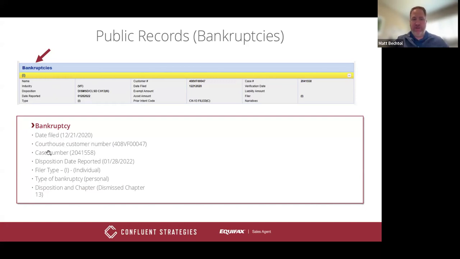The information that we typically get on a bankruptcy is going to be the date filed, the courthouse customer number, and this is a unique, there's a way within the system to identify which particular courthouse this maps to, this unique 10-digit code. The case number, the disposition date reported, is it an individual or joint bankruptcy? They're most always going to be personal bankruptcies, and then of course the disposition and chapter. So is it a dismissed chapter 13, a discharged chapter 13? You're typically going to see chapter 13s or chapter 7s.